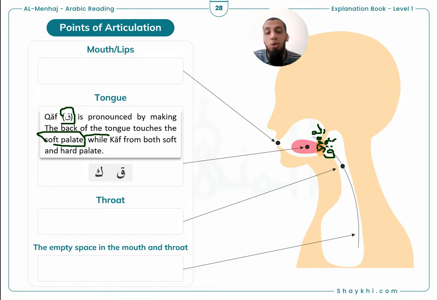So this is the difference between these two letters. They look so similar, but the difference between them is that the back of the tongue touches the soft palate for letter qaf and the soft and hard palate for letter kaf. And also the second difference is that letter qaf is a heavy letter while letter kaf is a light letter. So alhamdulillah, we came to the end of this episode.